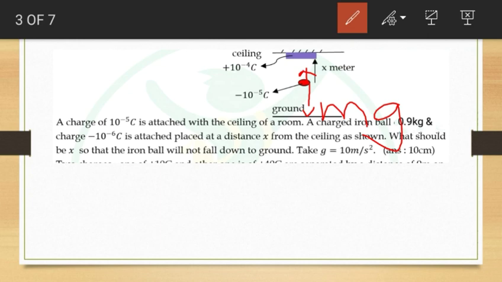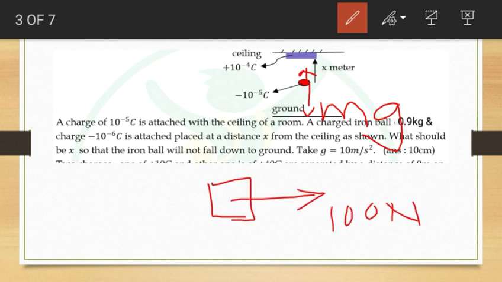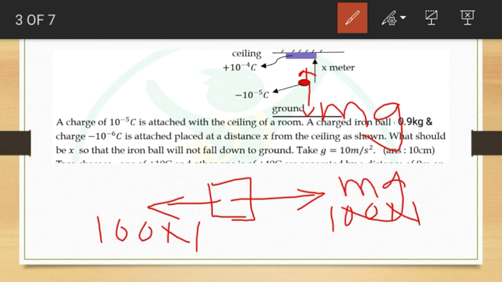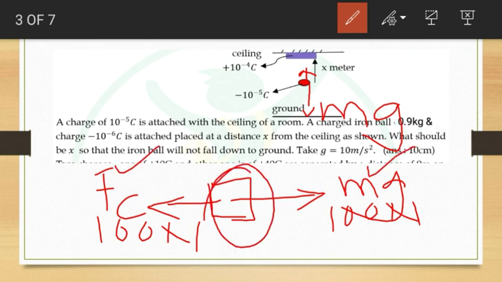For example, if you pull an object with a force of 100 newton towards the right, and if you pull the same object with a 100 newton force towards the left, then the body will not go anywhere. It will just simply stay out there. Exactly in the same manner, if you apply some force mg towards the right, and some force Fc towards the left, and if these two forces are the same, then this object will not go anywhere. It will stay out there as such, right?